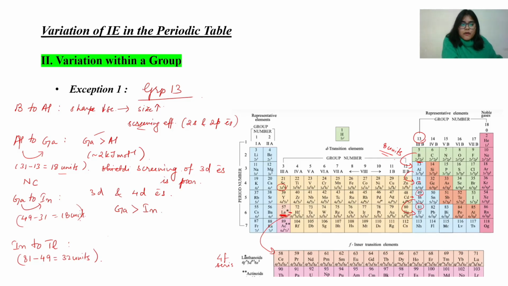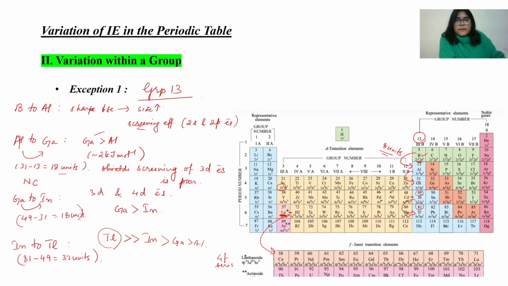ionization enthalpy of thallium would be much greater than that of indium, and rather it would be greater than gallium and aluminium also. Okay, gallium and aluminium also. So overall, this thallium would end up just after boron.